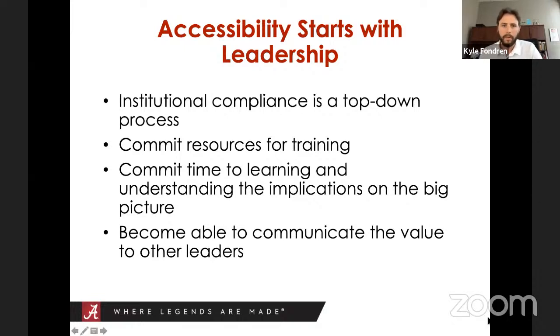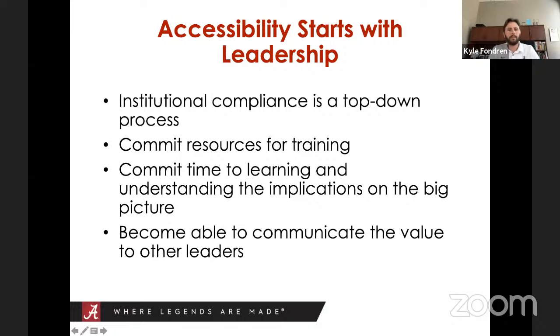Institutional compliance, accessibility, and other legal compliance matters within an institution is a very top-down process. It requires leadership that are not only bought in, but also bought into the value that comes from committing resources for training. Web accessibility and digital accessibility in general is a very rare skill set. It's very rare to find people who specialize in this. So most of the time, leaders are going to have to commit a lot of resources for training.